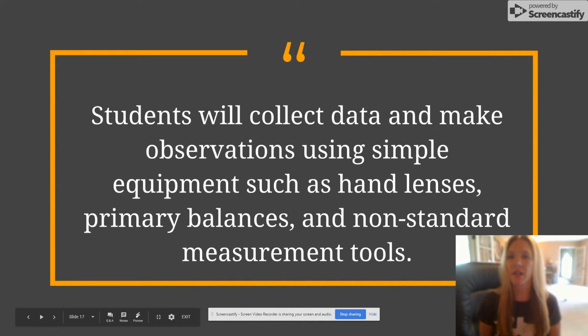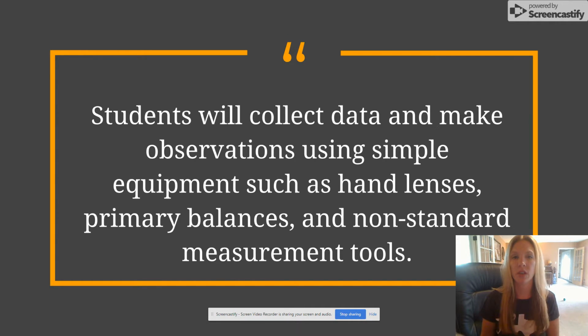The students will collect data and make observations using simple equipment such as hand lenses, primary balances, and non-standard measurement tools. In this one, again, we've got two behaviors: collect data and make observations. In many of your science TEKs, you'll see this: collect data, record data, and make observations. They're giving you this long laundry list of things. So again, what I want you to do is narrow it down and choose one behavior.